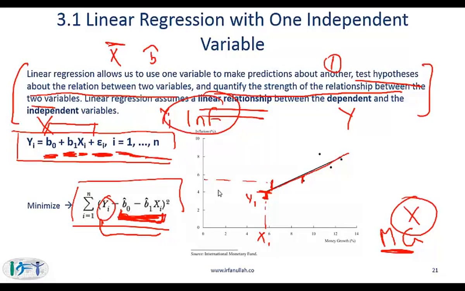Why are we squaring it? Because if we don't, then it will just cancel each other out. Sometimes it will be positive, sometimes it will be negative. We are squaring it and adding up all those squared numbers. The appropriate values of b0 and b1 are such that this expression is minimized. That is what your regression software is doing. Fortunately, you don't need to do this. Your regression software will do that for you.